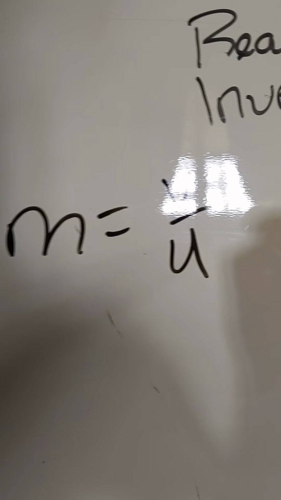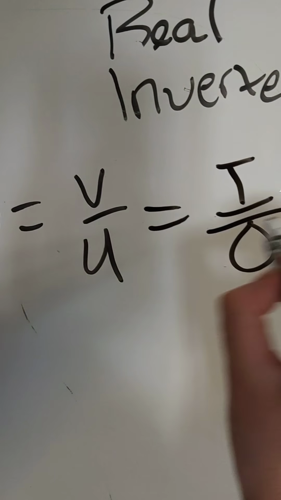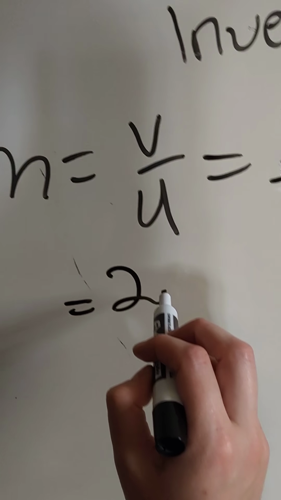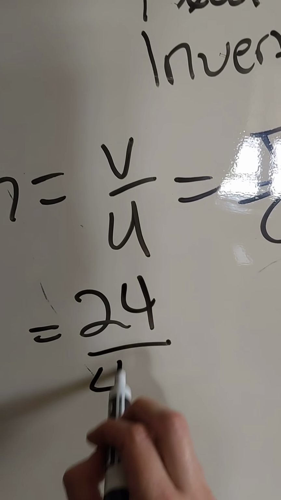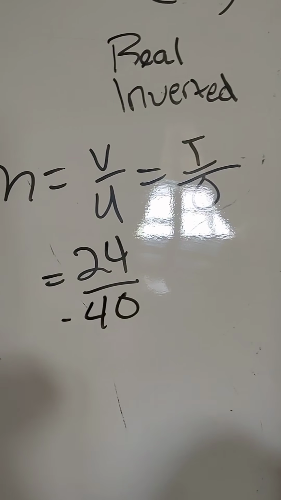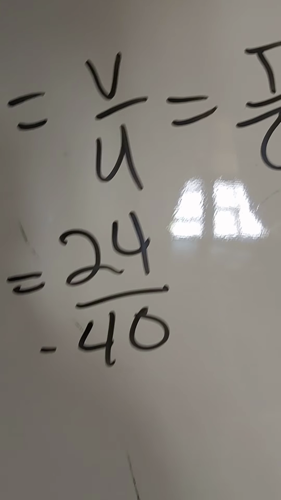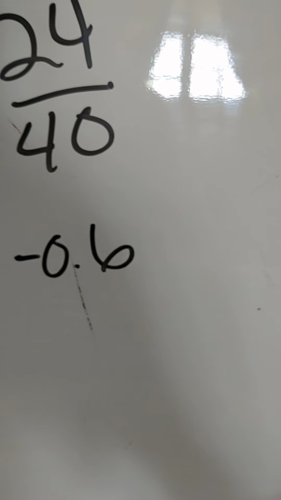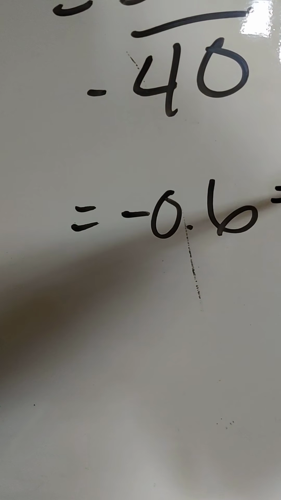Magnification is next, so M equals V over U, equals I over O. We're about to use I over O, so I'm going to use them both up here. V, we know that V is somewhere around 24. We were given U. U is 40. It's technically minus 40, but 24 divided by 40 is about 0.6. So it's a negative 0.6. I'll tell you why I'm using the negative here in a second.